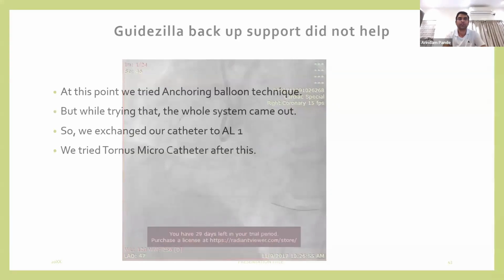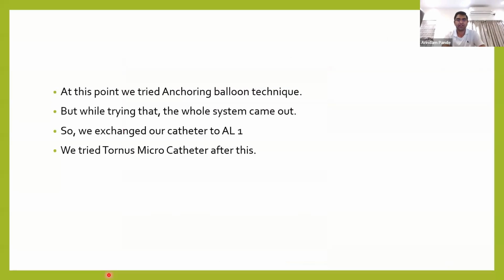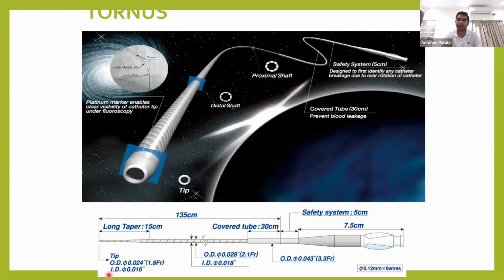So at this point, we thought, let us try the anchoring balloon technique, because there was a branch. Initially, we wired it, but while trying that, our whole system came out. So even the wire which went, we lost the access. So we thought, let us increase the backup support further. We took a 7 French AL1 catheter, and the second time wiring was not a problem because we already had some passes, so we could wire it easily with the Gaia second wire.